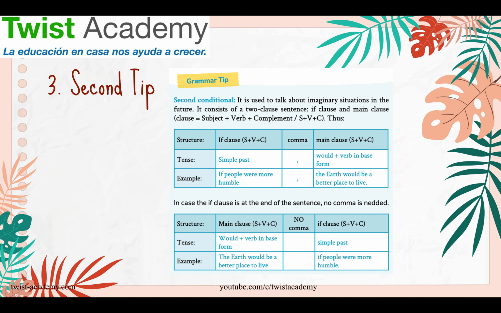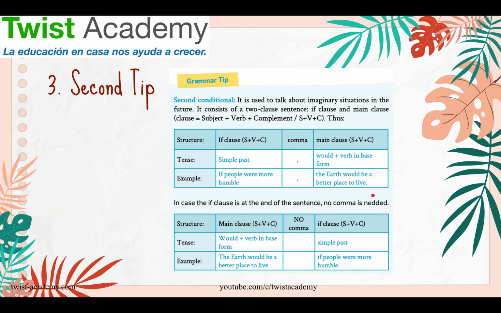So, if you have the if clause at the beginning of the sentence, as you can see in here, you need to include a comma. And then you have the main clause at the end of the sentence. If clause at the beginning, main clause at the end of the sentence, then you need to include a comma. For example, if people were more humble, comma, the earth would be a better place.